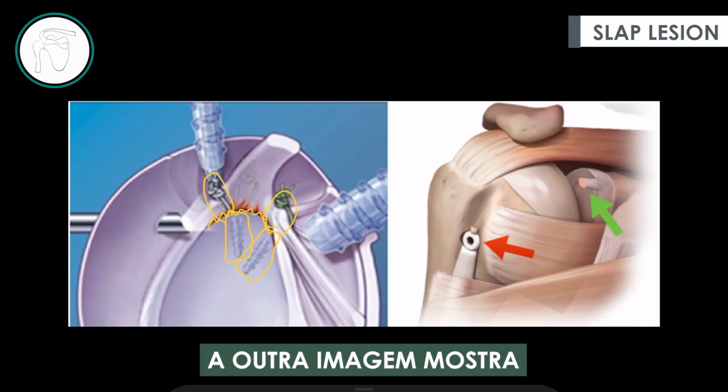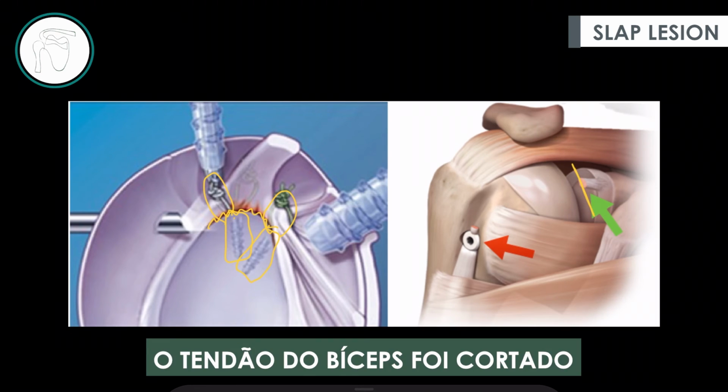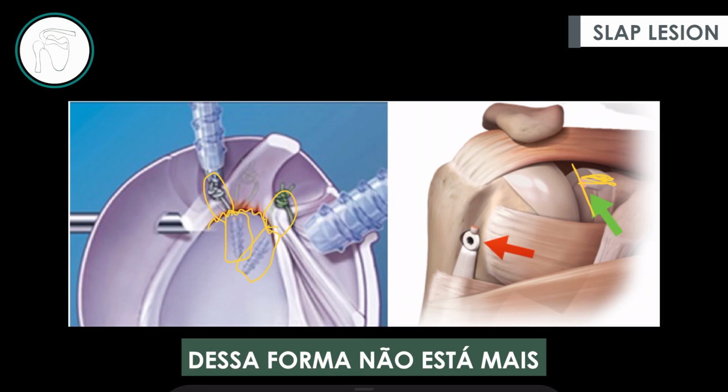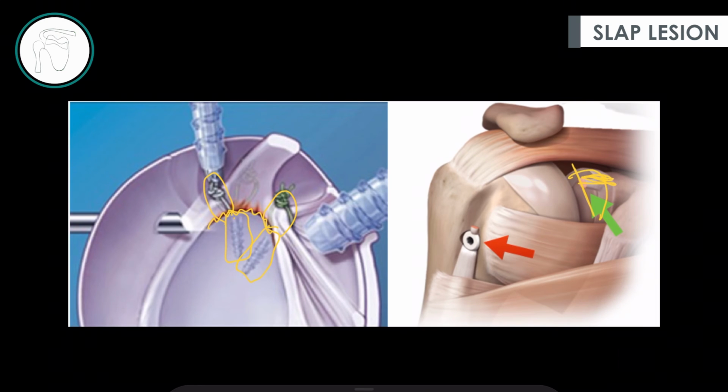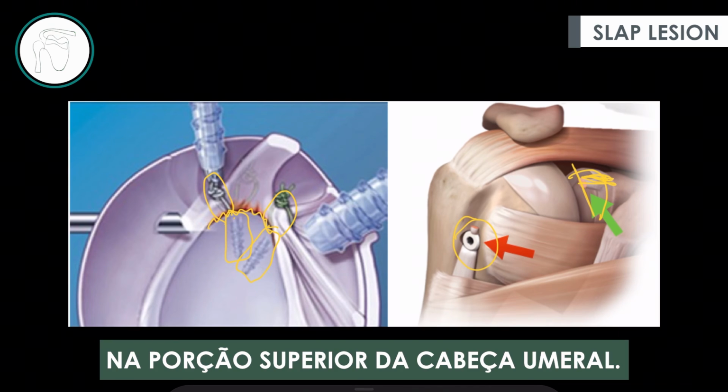This other image shows a tenotomy. That is, the biceps tendon was cut off and that way it's not inserted anymore on the upper part of the labrum, and it was refixed in the upper part of the humeral head.